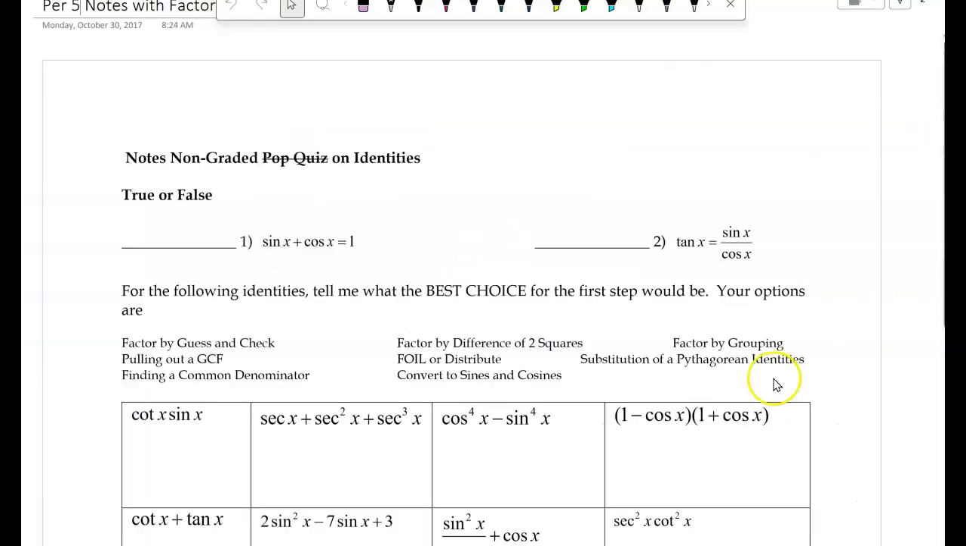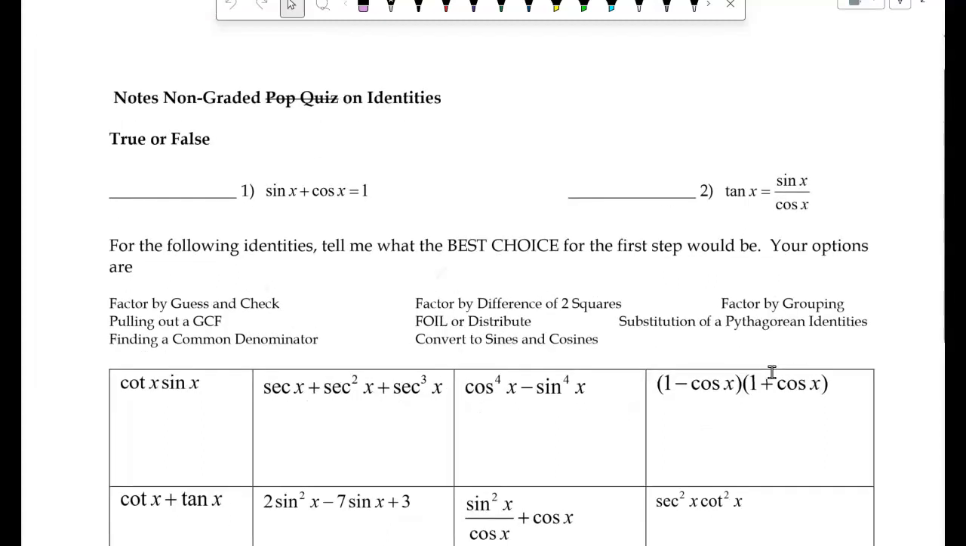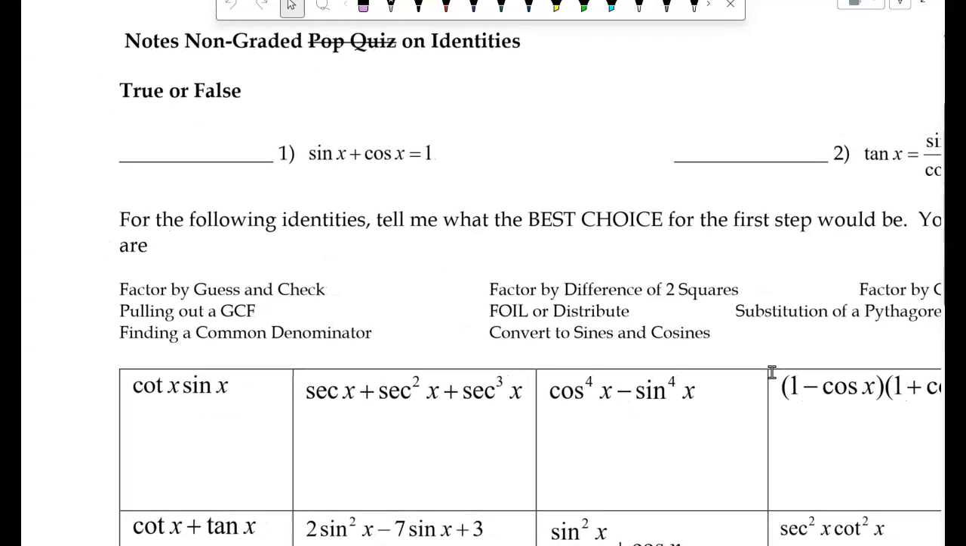This was years ago. We used this as a pop quiz just to see if people were understanding where we're at. But this is more just like, let's think about the different concepts that we can use in order to start proofs. But let's go on the very first one. Friends, true or false? Sine x plus cosine x is equal to 1.